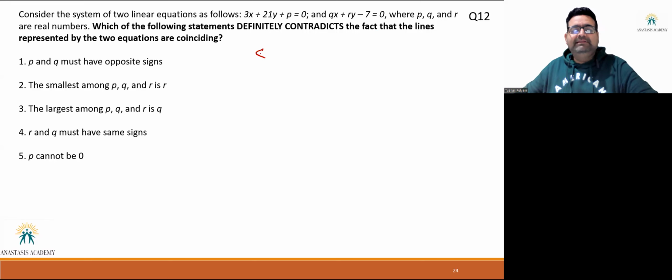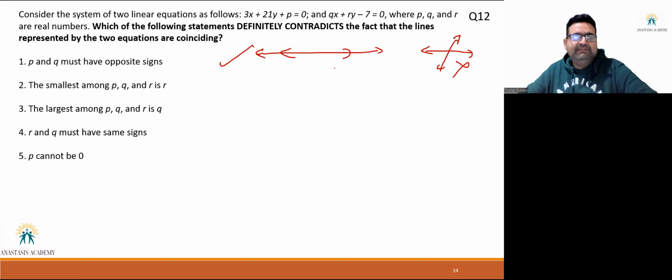So coinciding means that if this is one line, the other one coincides with it, one over the other, right? Just a caution here, somebody might understand coinciding as this scenario, where one line is cutting the other. But we call this coinciding. This is called intersection, two intersecting lines.